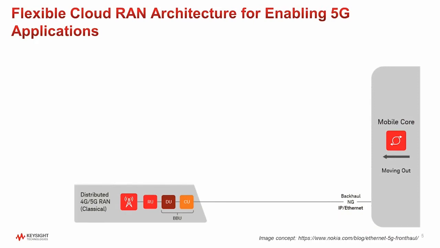The functional components of a 5G cloud RAN architecture are the RU, DU, and CU. In a classical 5G RAN architecture, the BBU functionality is split into two different functional units: a distributed unit, or DU, which is responsible for real-time L1 and L2 scheduling functions, and the centralized unit, or CU, which is responsible for the non-real-time higher layer 2 and layer 3 functions.